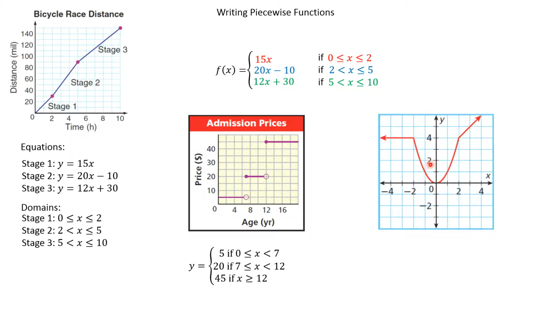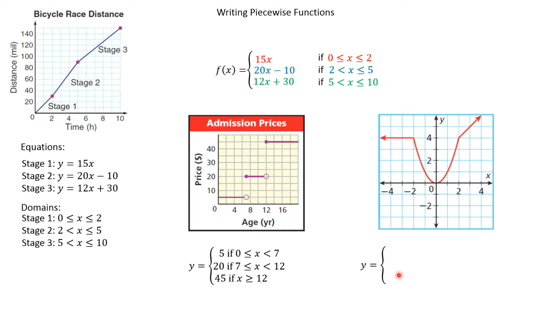It doesn't have to have 3. We could have 2 pieces. We could have 15 pieces. If we did have 15 pieces, it would probably be a step function, by the way. But 3 is kind of a nice number. Usually it's 2 or 3 in what we'll be working with.